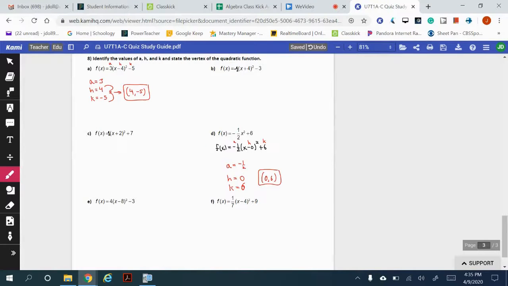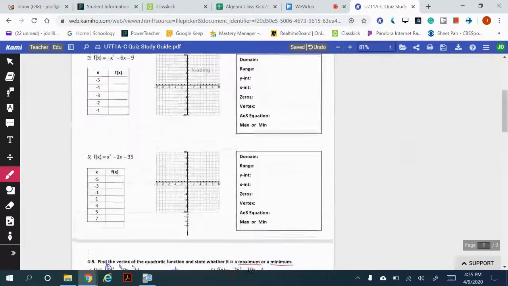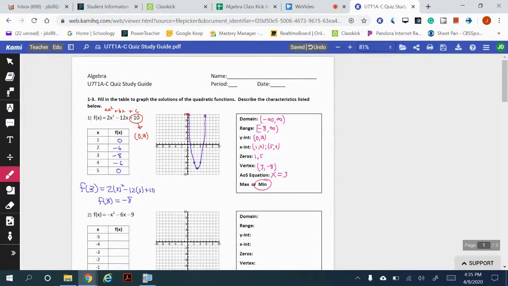All right, well, that kind of walks you through everything, at least one example in the study guide. I hope this was helpful. Look at the answer key to see all the other problems.